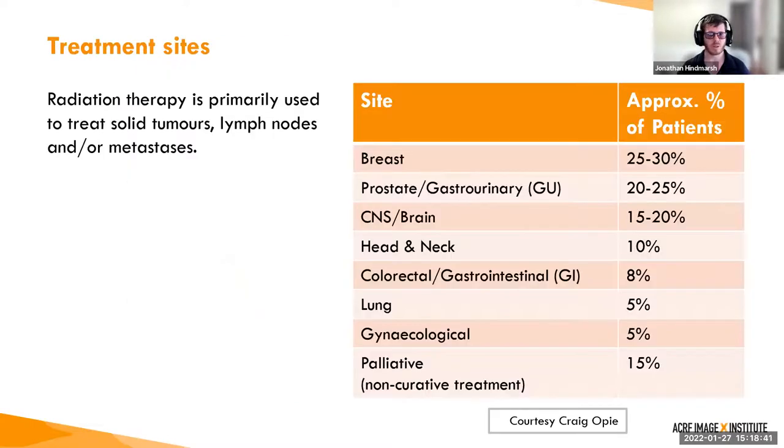So diagnosis, the two most commonly treated sites in radiation therapy are breast and prostate or genitourinary. And then we've got brain, head and neck, which is anything from a kind of here up to below the brain. Gastrointestinal, which is your digestive tract, lung, gynecological. Palliative is a catch-all for anything that we're not planning. The treatment isn't aimed to cure. It's for symptom relief or the like.